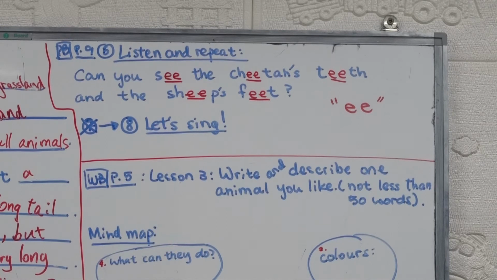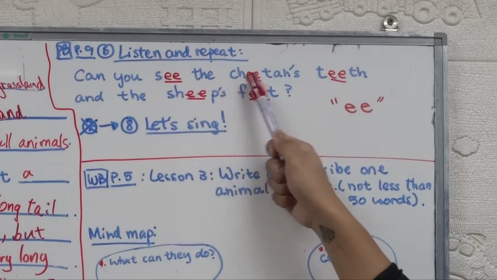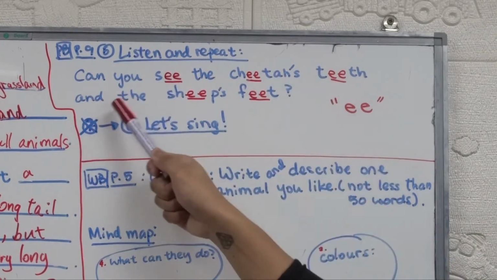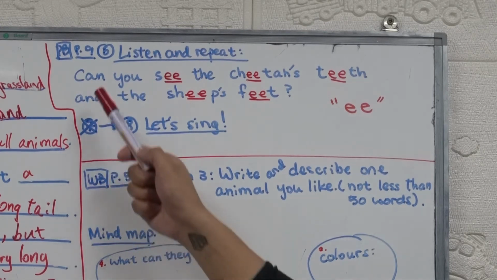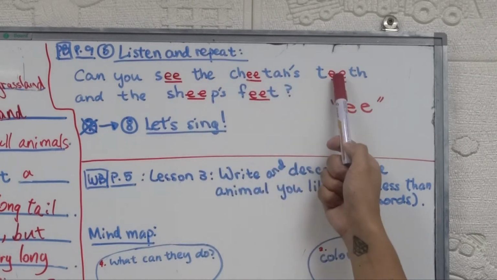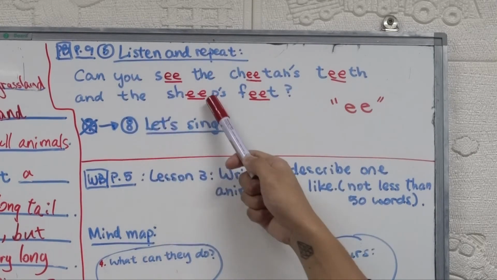All right, let's try to read together now. 1, 2, 3. Can you see the cheetah's teeth and the sheep's feet? All right, good work. Now let's try to read it at normal speed. Can you see the cheetah's feet? Can you see the cheetah's teeth and the sheep's feet?